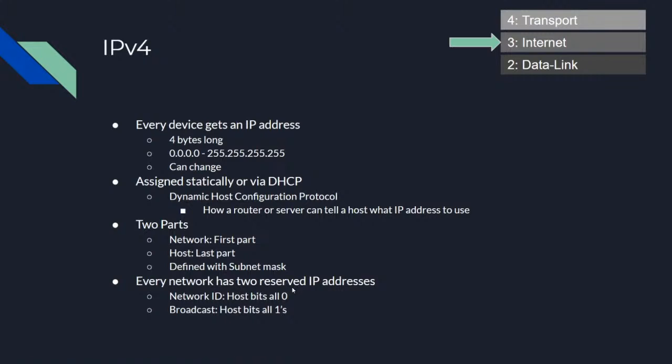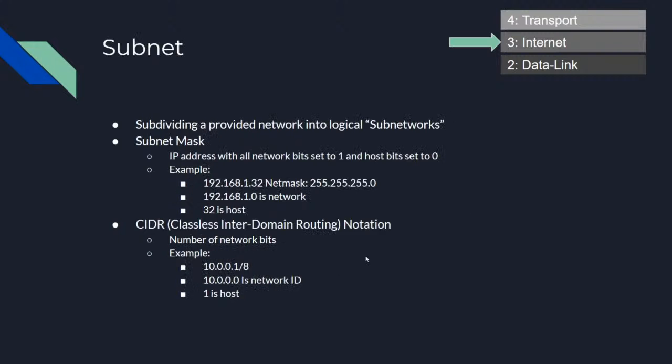So the broadcast is used when you want to send a message to every device on the network, and if you do that, it tells layer 2, okay, I'm going to send this out to all Fs, the broadcast MAC address. So that's how that works.